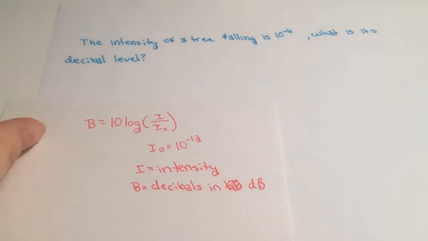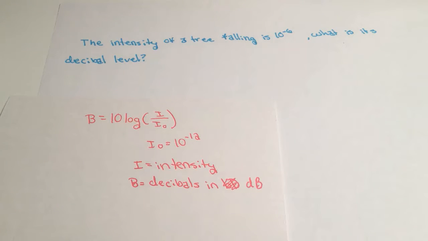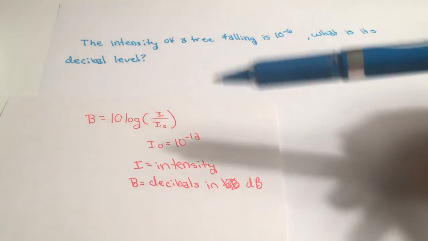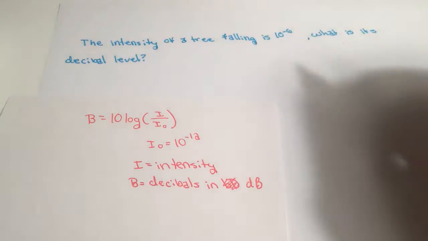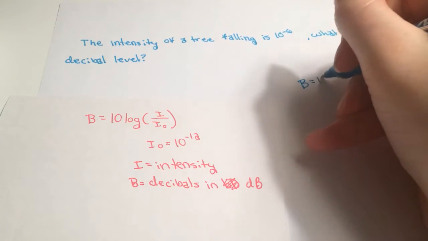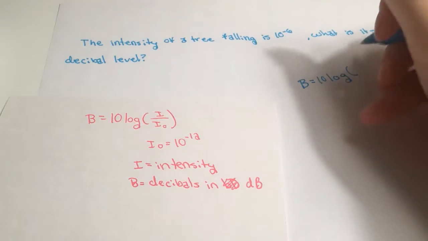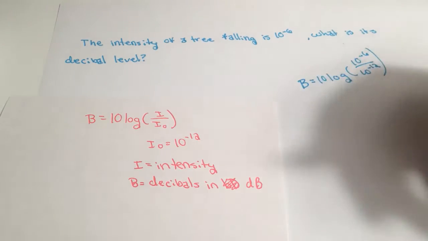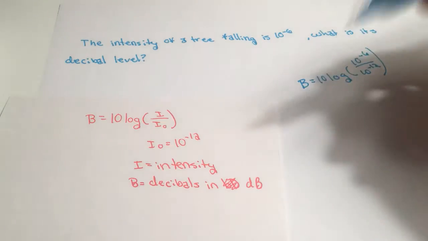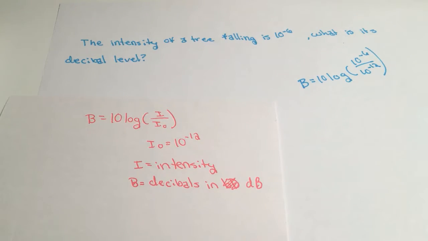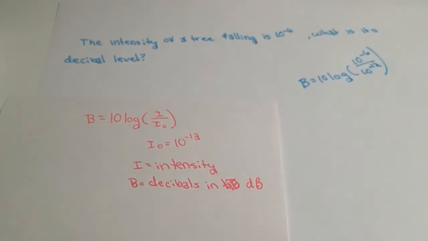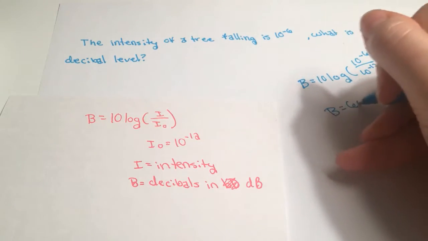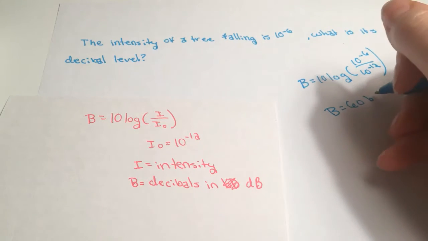And now we're going to be using this formula with this question. The intensity of a tree falling is 10^-6. What is its decibel level? Okay, so since we have here that this equals that, we just plug in what we do and don't have. Equals 10 log, so 10^-6 over 10^-12. And you just plug all of this into the calculator and you should get it in dBs. And when all that is plugged into a calculator, like so, you should get B equals 60 dBs.